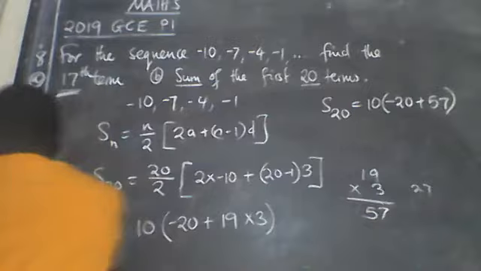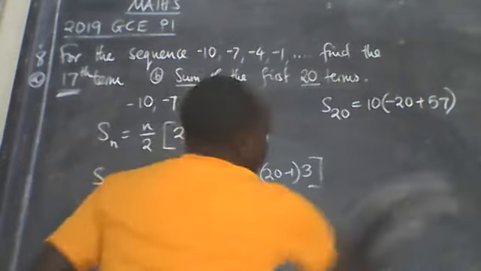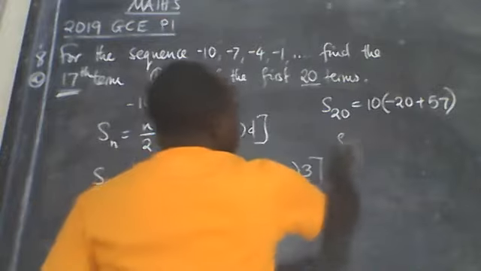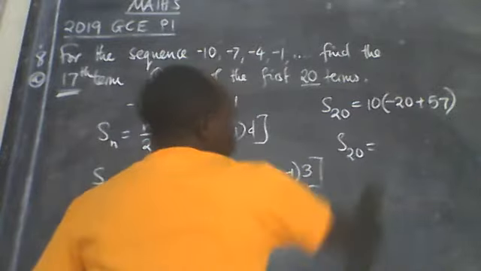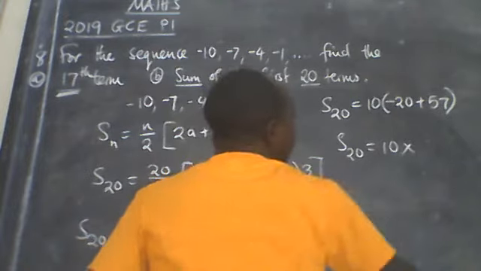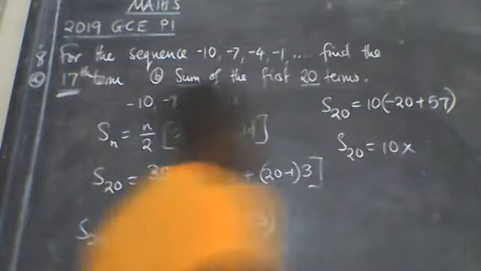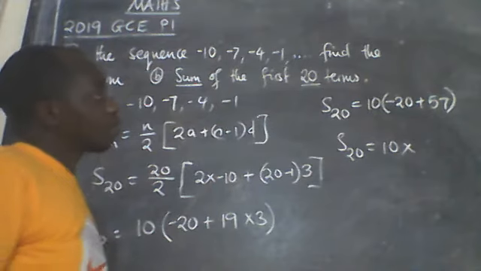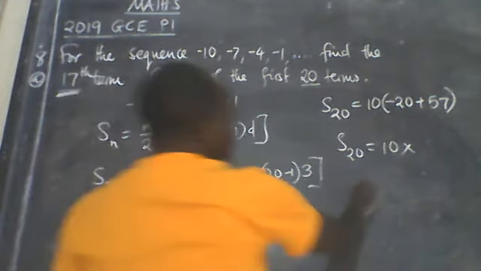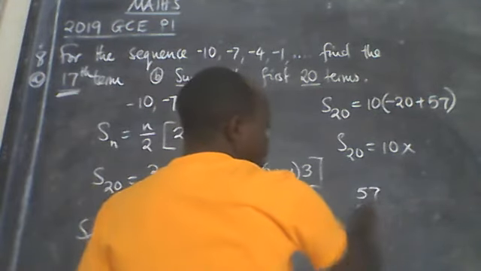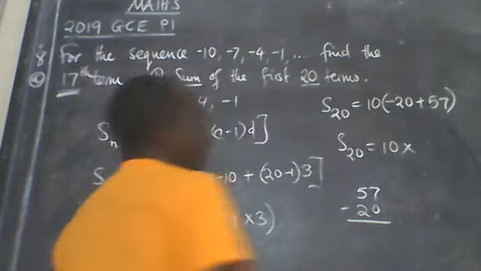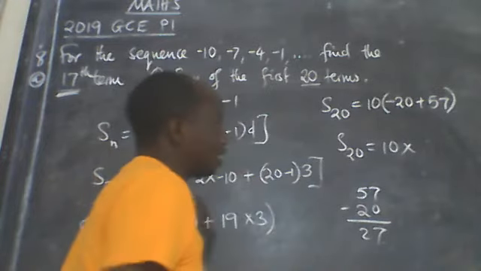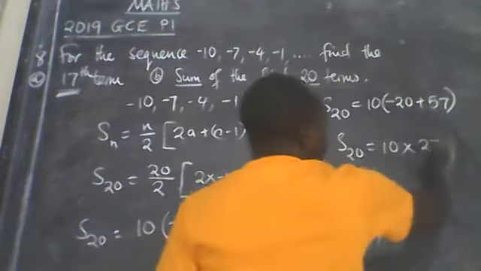Okay, so I've got 57 there. Then I will move on to say the sum of 20 will be equal to 10 multiplied by, I have to find the answer to that. 57 take out 20. So I have 57 take out 20 there. Okay, where I will say this will be 7 here, and then this will be 2. So I have 27 there.